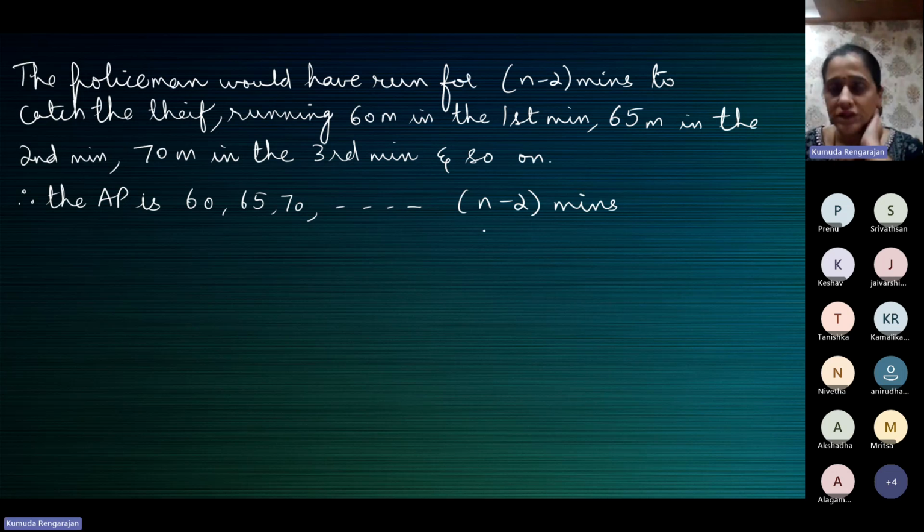So if the thief has run for n minutes, the policeman would have run for n minus 2 minutes. Like if he had run for 20 minutes, the policeman ran 18 minutes, because he starts 2 minutes later, right? So if he was caught in 20 minutes, that means the policeman has run only for 18 minutes.